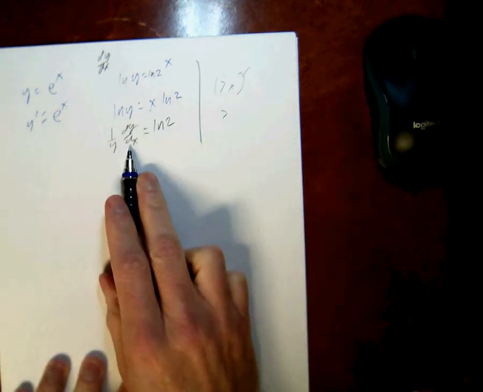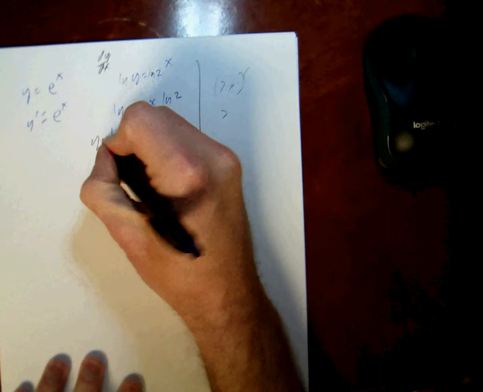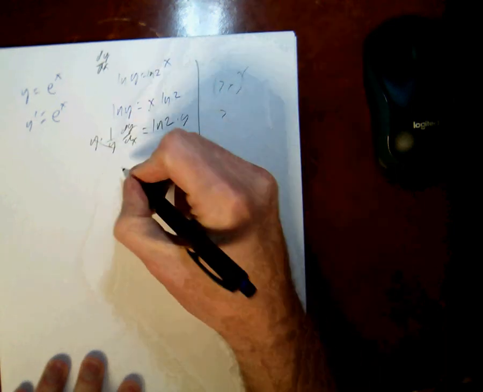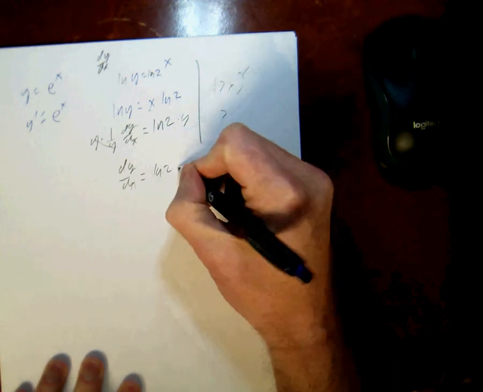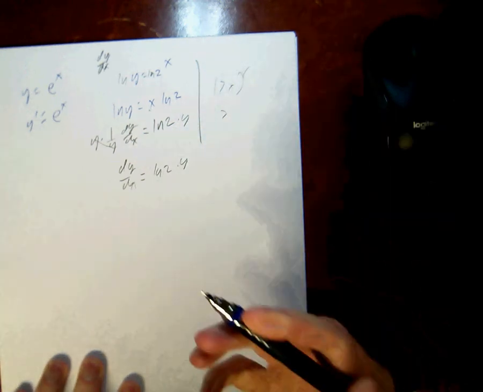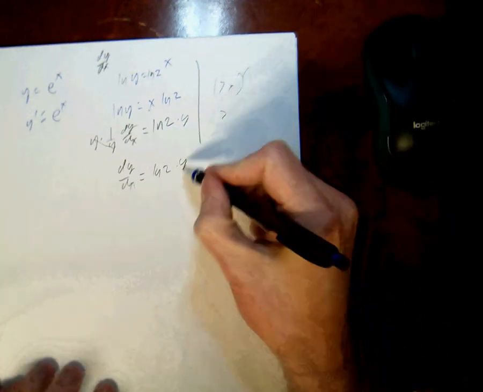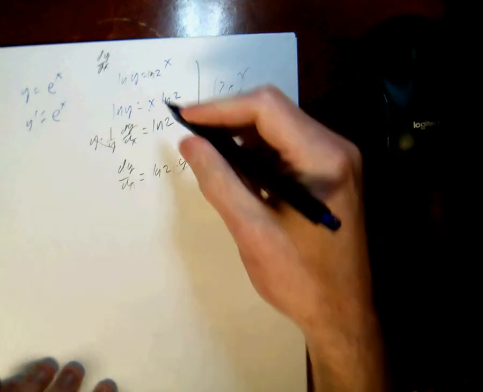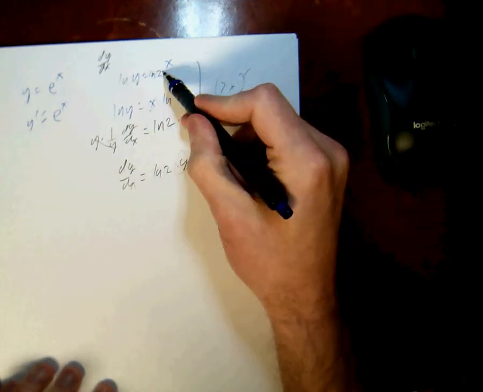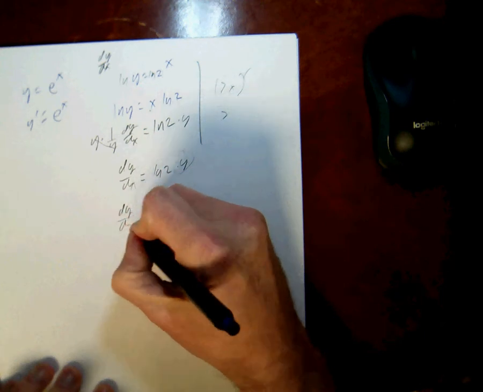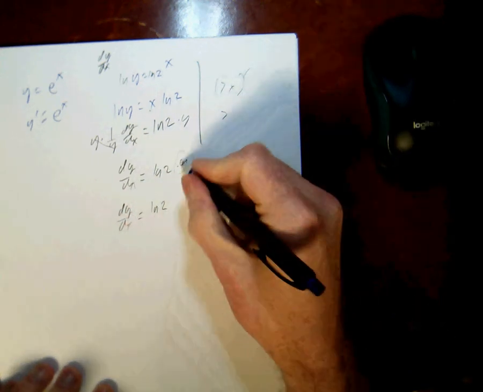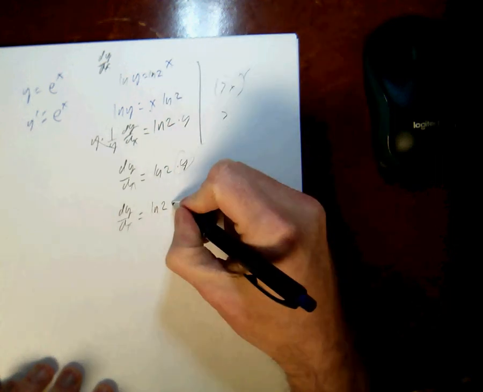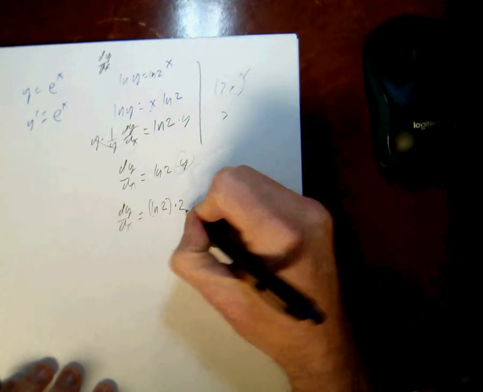Again, I want to solve for dy dx, so I'm going to multiply both sides by y. So I end up with dy dx is equal to natural log of 2 times y, but I don't want y in my final answer. With logarithmic differentiation, you want to replace that y with what y equals. So y was 2 to the x, and I end up with natural log of 2 times 2 to the x.